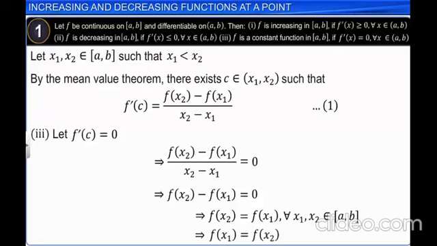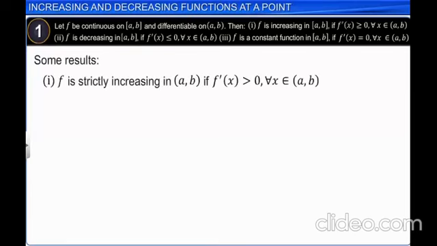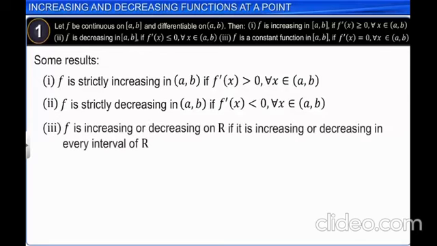This theorem leads us to some important results. Let's take a look at them. A function f is said to be strictly increasing in an open interval (a, b) if its derivative is greater than 0 in that interval. A function f is said to be strictly decreasing in an open interval (a, b) if its derivative is less than 0 in that interval. A function f is increasing or decreasing on R if it is increasing or decreasing in every interval of R.